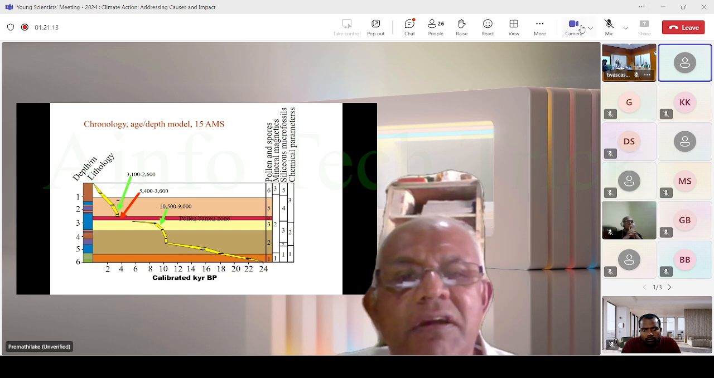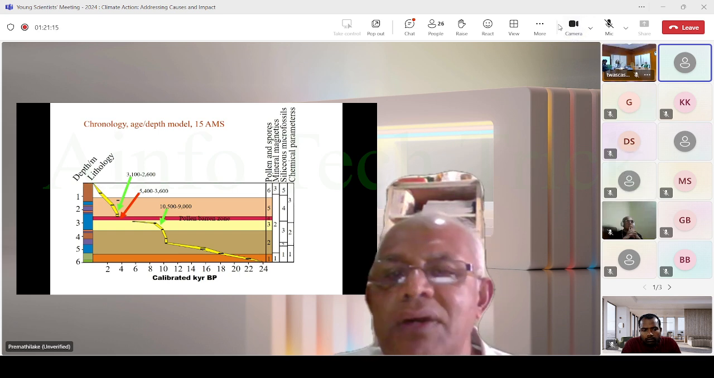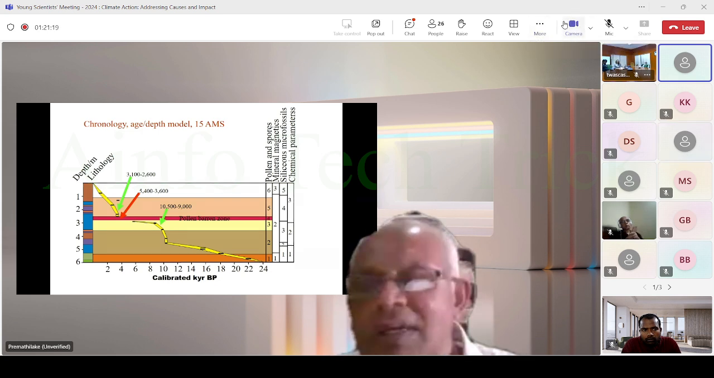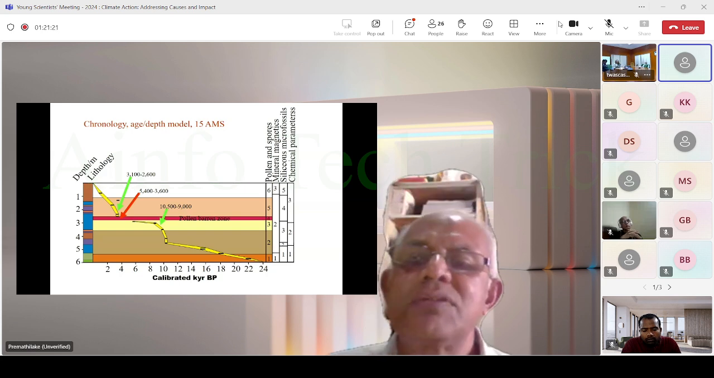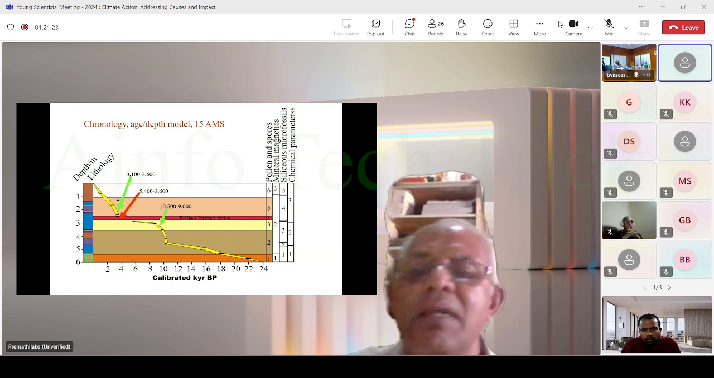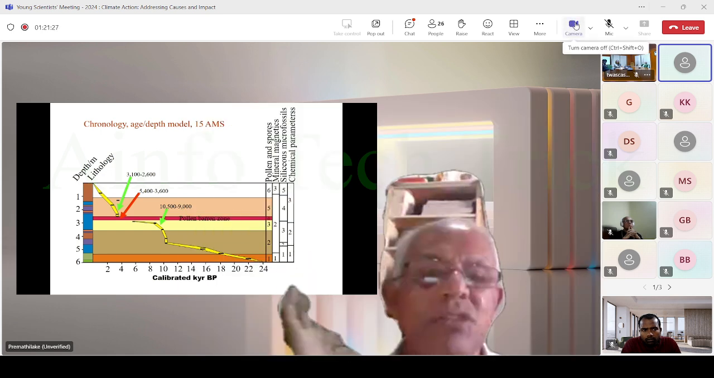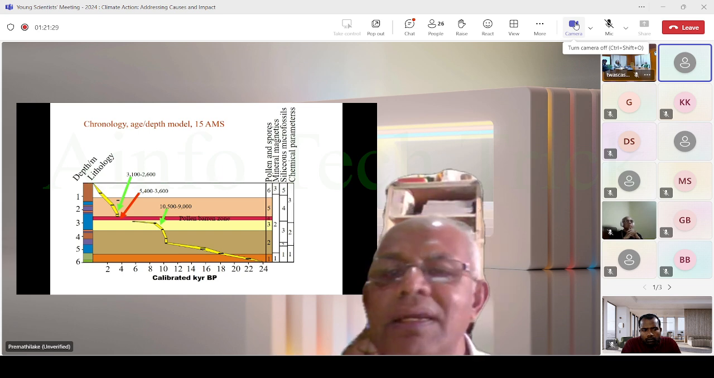The age depth model gives some ideas about the accumulation pattern change. So this diagram also indicates some ground about how the accumulation pattern changed during the last 24,000 years in our course.